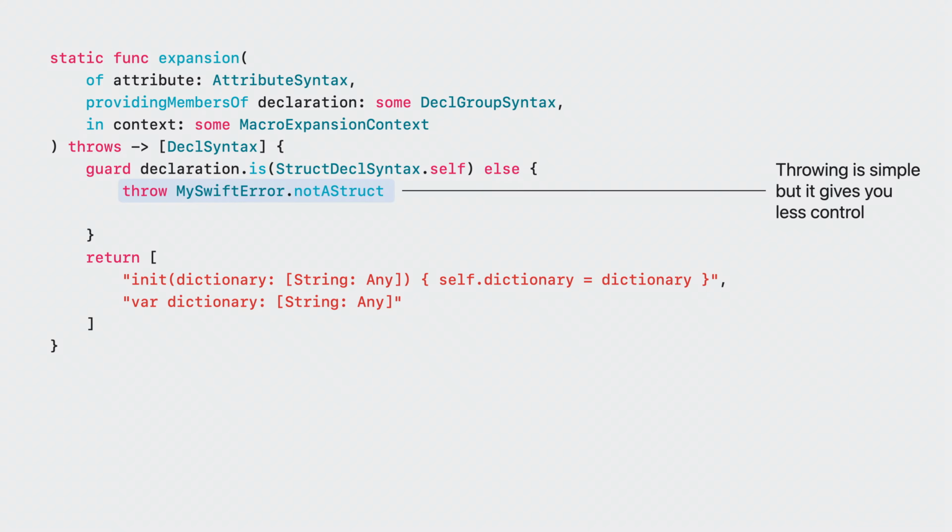Now, the easy way to do it is to just throw an ordinary Swift error, but that doesn't give you very much control over the output. So instead, I'll show you the more complicated way that lets you create more sophisticated errors.